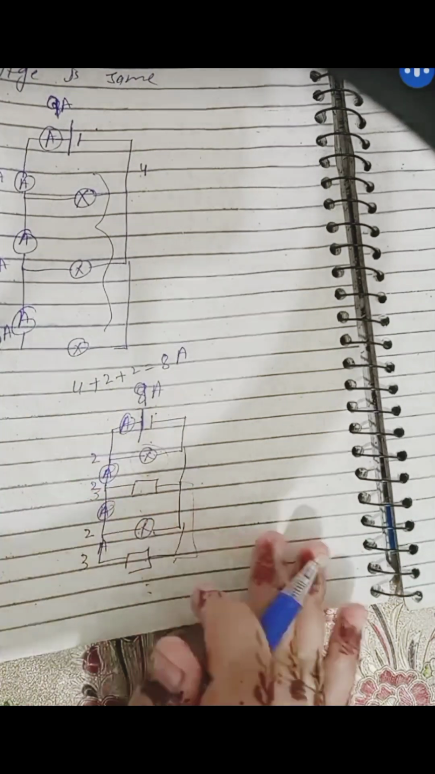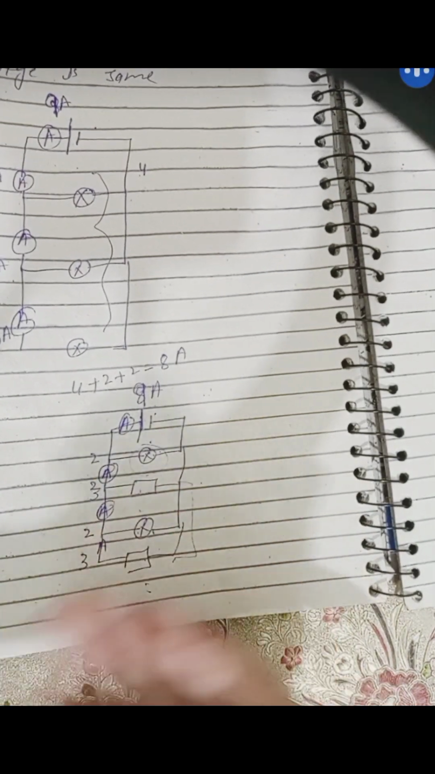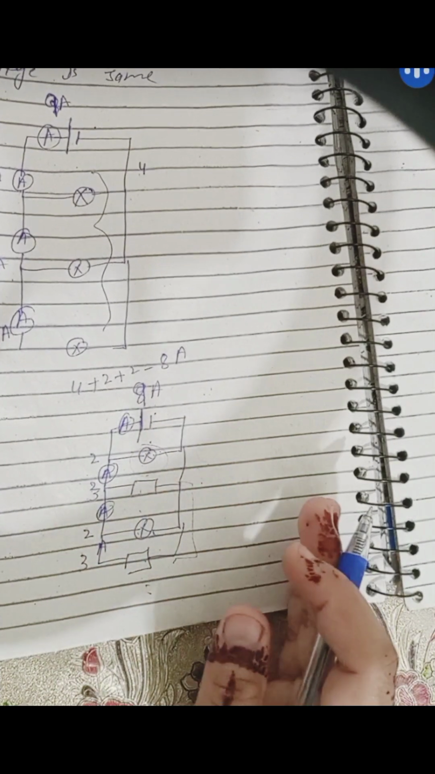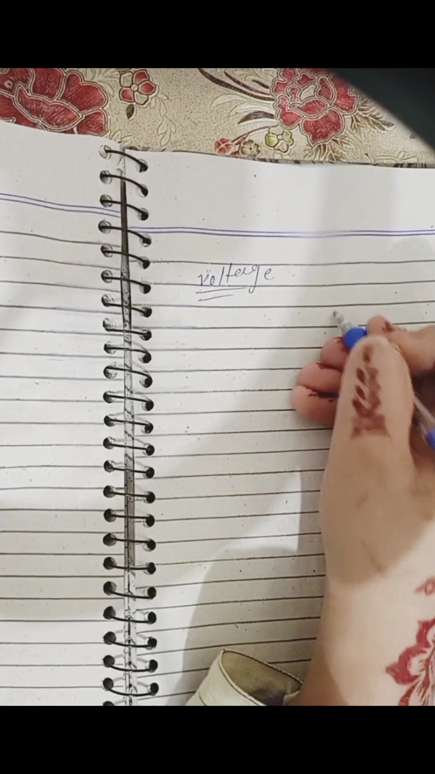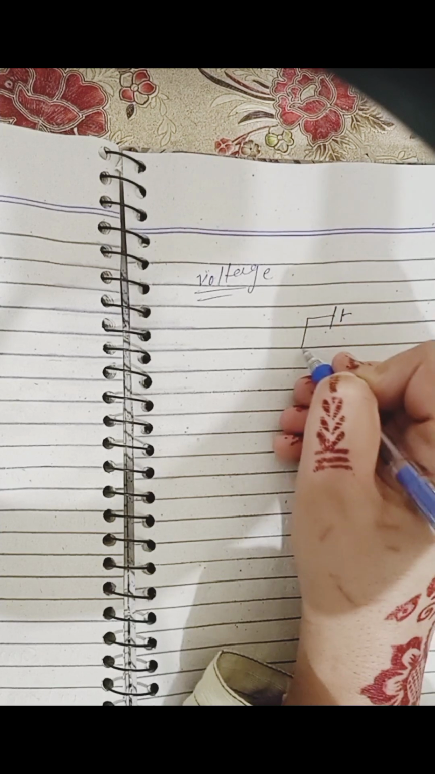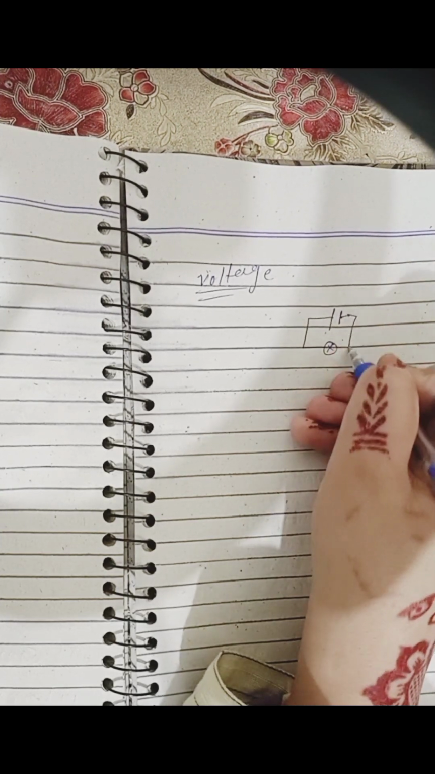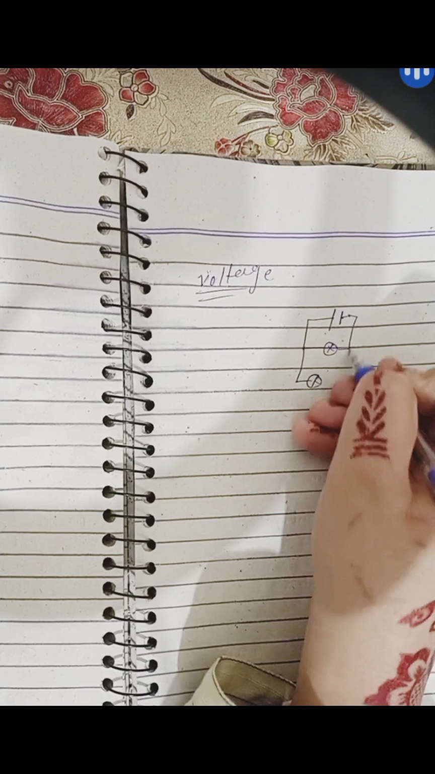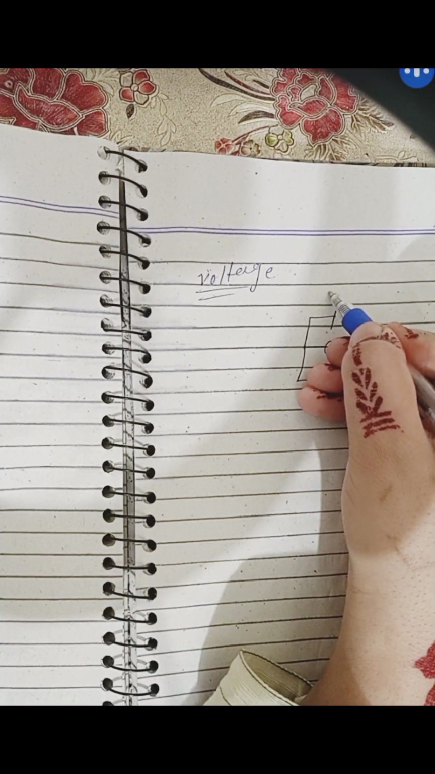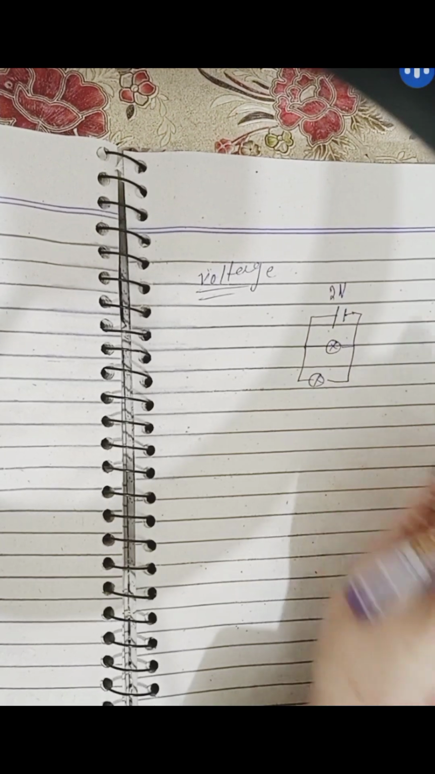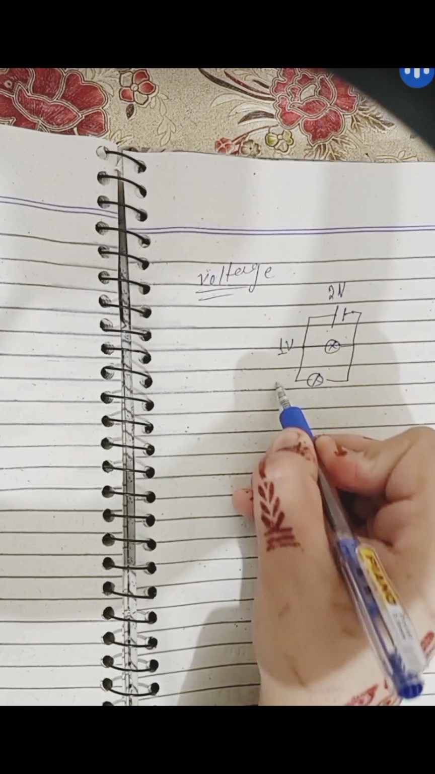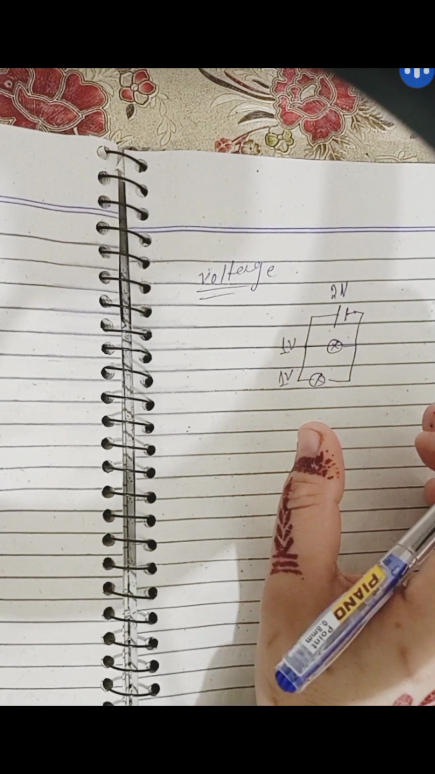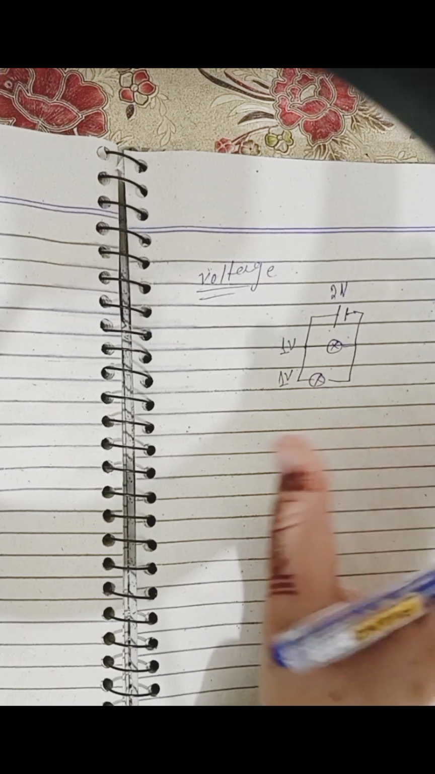So this is the idea of how current travels in the parallel circuit. The current is divided, but the voltage remains the same. As for the voltage, if I use the same components again, a lamp here and a lamp here, and 2 volts is coming from the source, then here we have 1 volt and here we have 1 volt. The voltage is the same among each component.